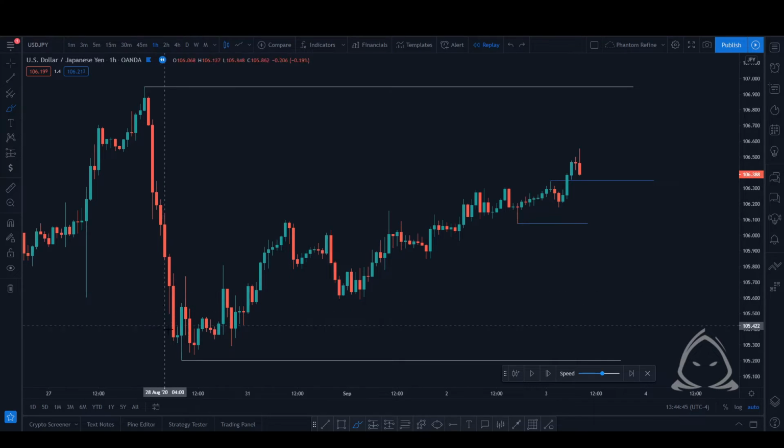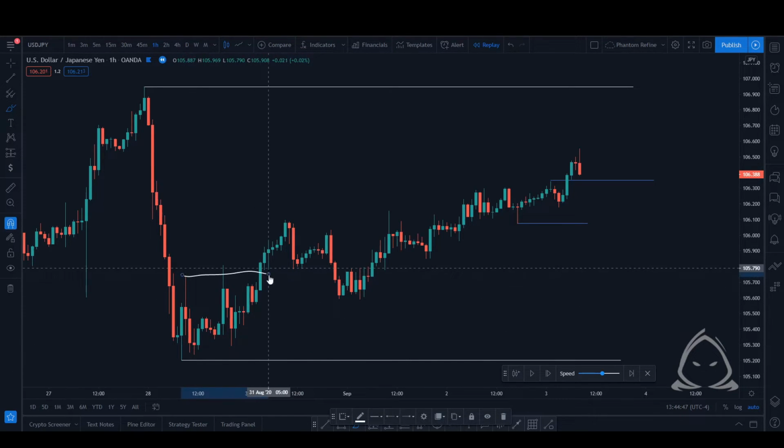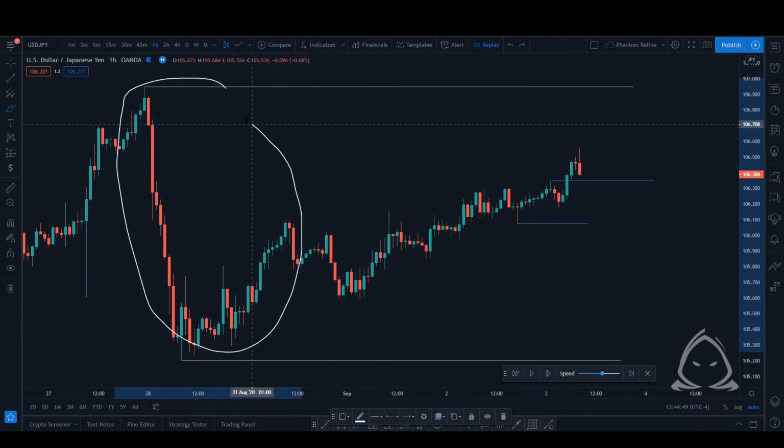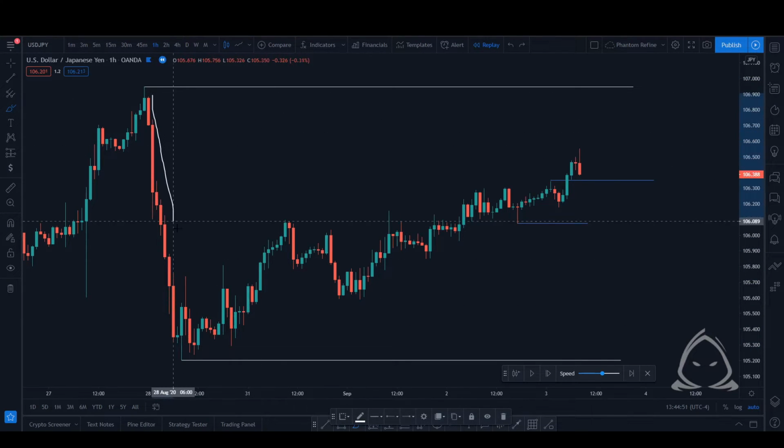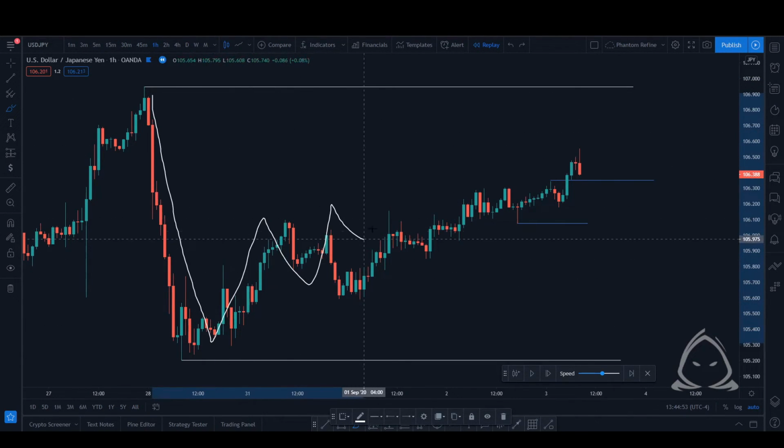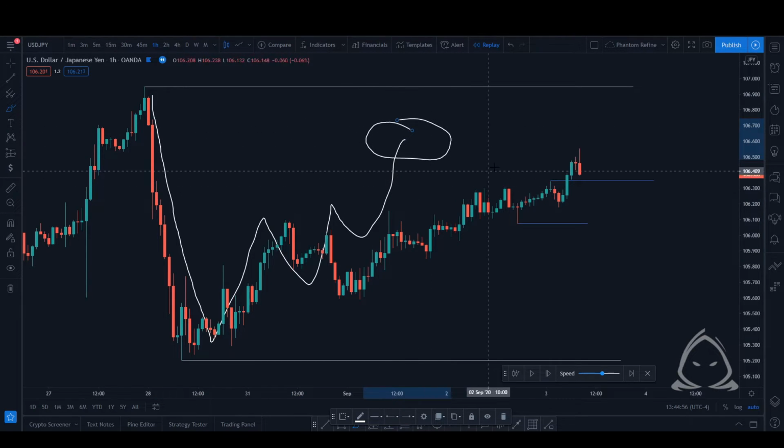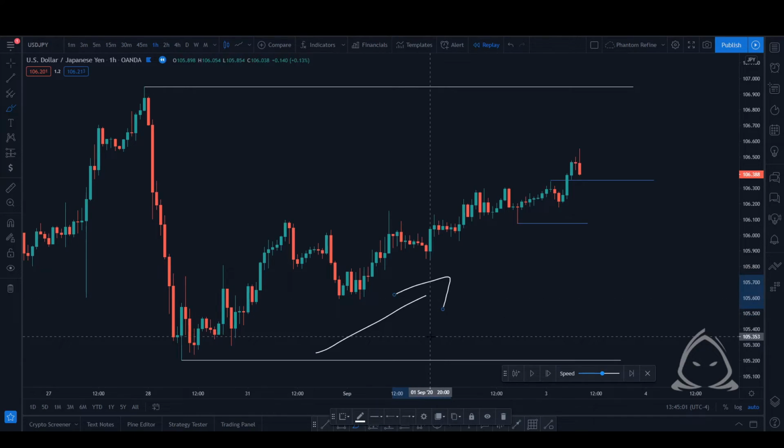But understanding that we were under that range, we can look at the substructure. Overall, keeping in mind the larger bias, but knowing that once we create this impulsive leg, we're more than likely going to pull in some sort of lower high before we start to push down. So we know that price is more than likely going to move to the upside.